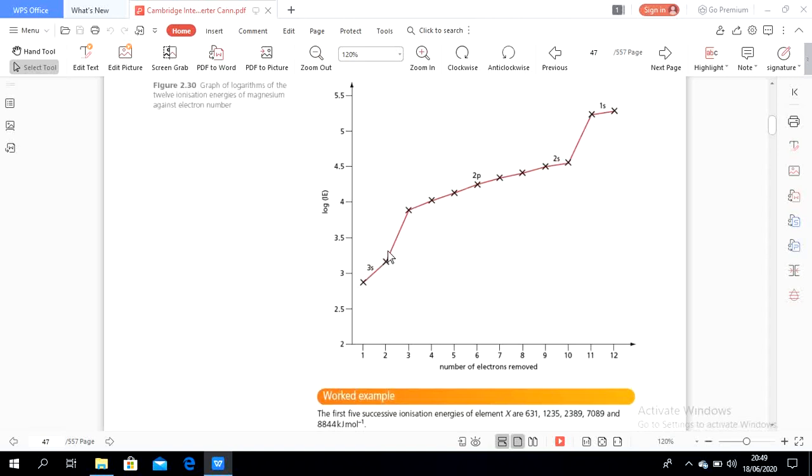Look at from the outermost shell here, 3s2, and then jump to 2p. Look at this one, it is a huge gap. What does it mean by huge gap? If there is a huge gap, it means there is a jump of the electron from the outermost to the inner electron. So this one is the first outermost electron, this is the second outermost electron, and this one is the electron in the inner shell. When the electron from the inner shell is taken, there is a huge gap of energy.